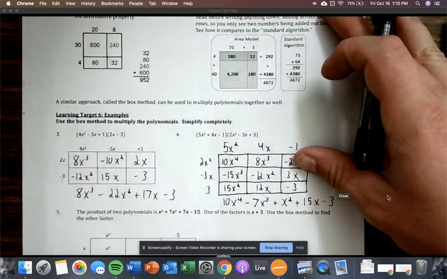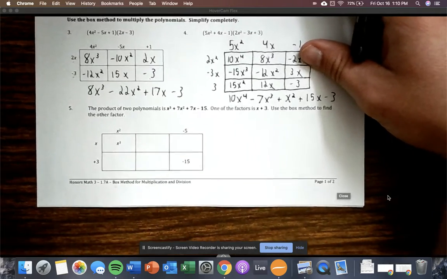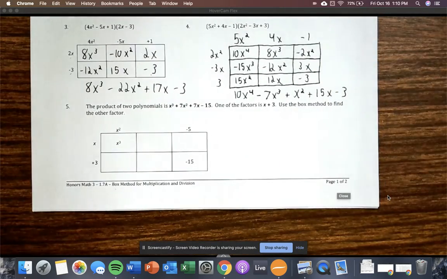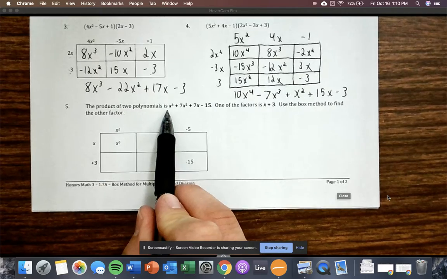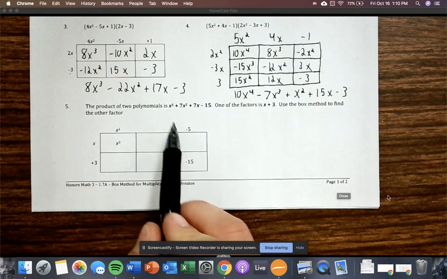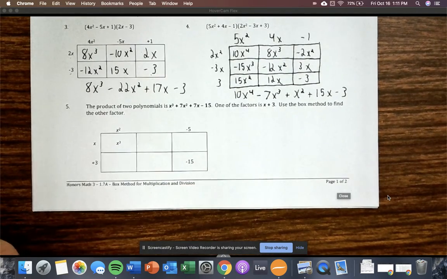So let's look at number 5. Number 5 is a little different. The product of two polynomials is x cubed plus 7x squared plus 7x minus 15. One of the factors is x plus 3. Now what it's telling us is that when we multiply two factors together, we get this as our answer. So we need to find the other factor.